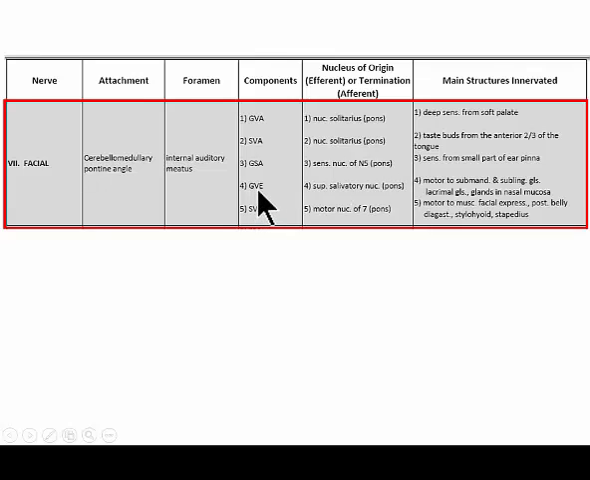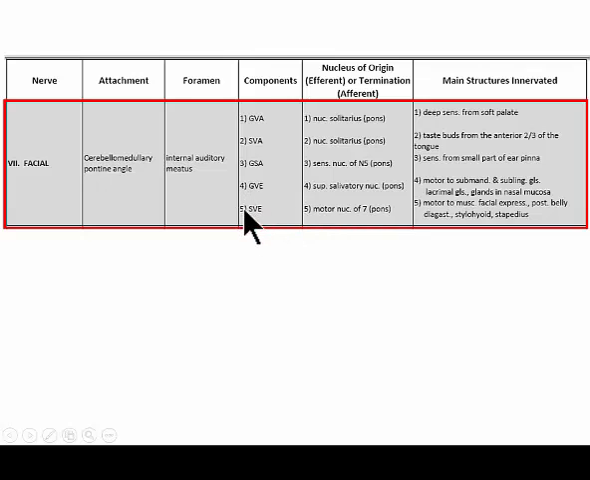Parasympathetic. It's an important parasympathetic nerve, right? It's motor to the submandibular, sublingual glands, lacrimal glands, and the nasal mucosa. So it's big, it makes you cry, and it makes you drool. That's its big thing. GVE. So it's using the superior salivatory nucleus.